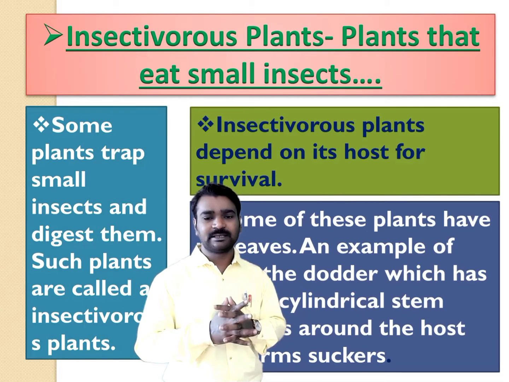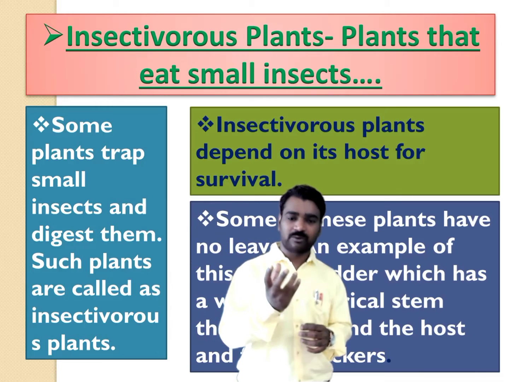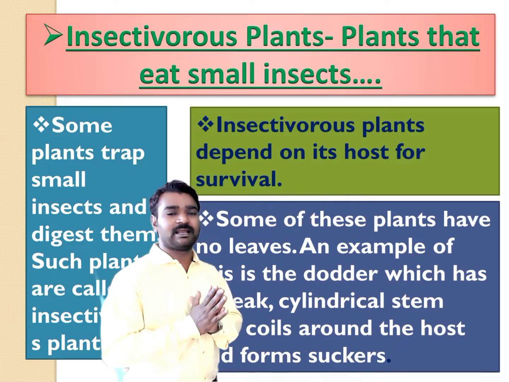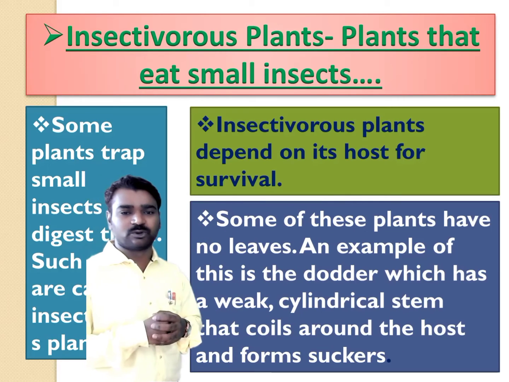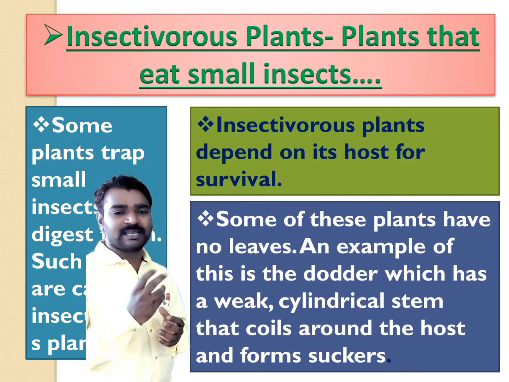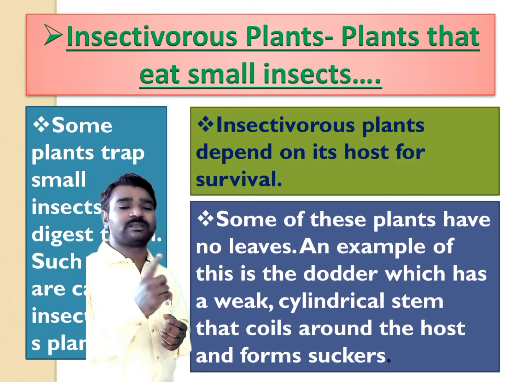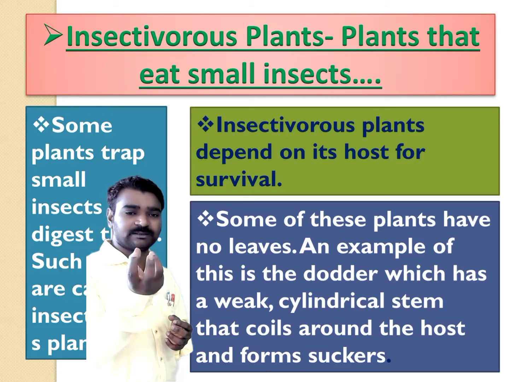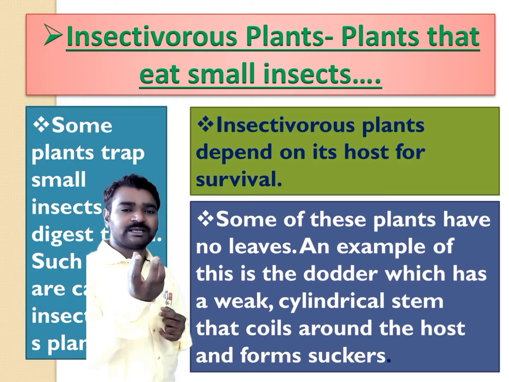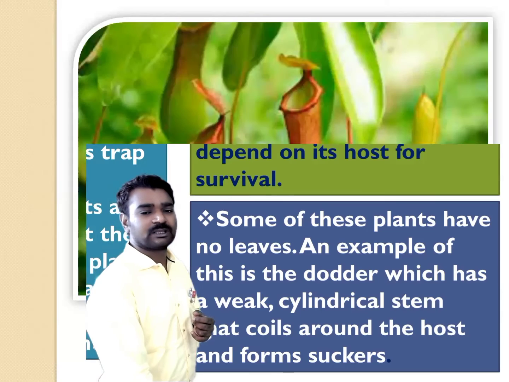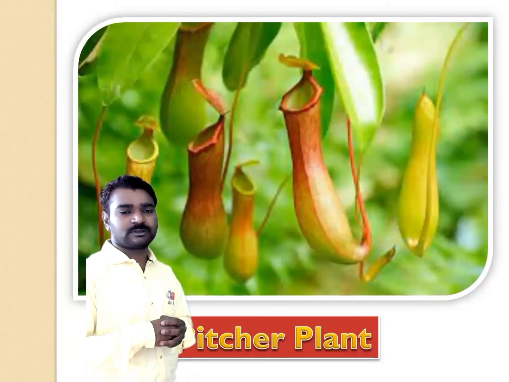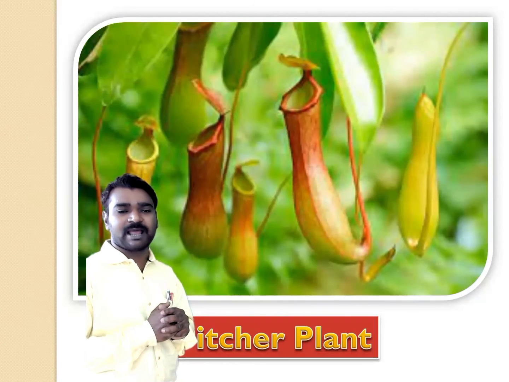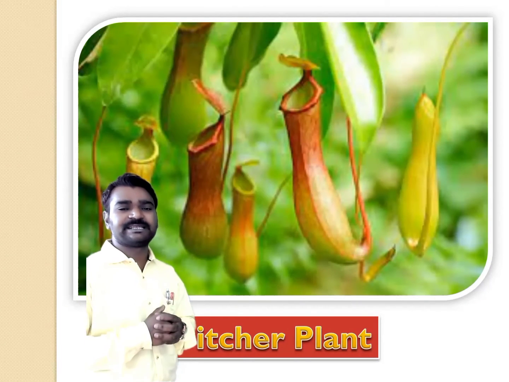Dodder cannot prepare its own food. It has a cylindrical stem. In mathematics you may have learned about various shapes, so you know the cylindrical shape. The dodder plant has a cylindrical stem, and it coils around the host and forms a sucker, a sucking tube, like the mosquito has. So an example of it is the dodder plant. Now in this picture you can see a pitcher plant. The pitcher plant is an insectivorous plant.